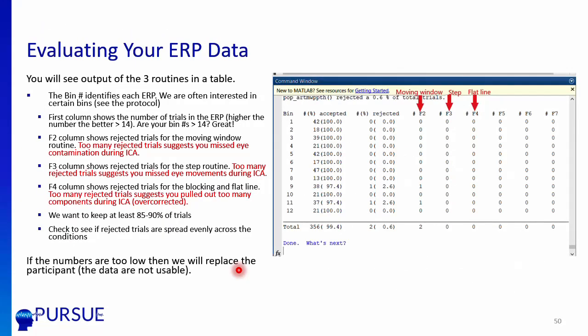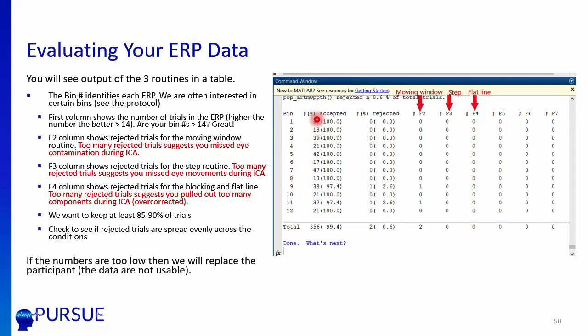So, evaluating your data. In one of our processing steps, you're going to get a table like the one that you see over here. This is just a prototype. It differs. The bin number over here, you see 1 through 12, is going to differ depending on the experiment, and each bin corresponds with an ERP of a different type. That's going to change from experiment to experiment, but there are some bins that we're going to pay attention to, and maybe some bins that are less important for our research purposes. The first column you see is the number of trials. In this case, 42 trials were in that first bin. That's a healthy number, so that's good.